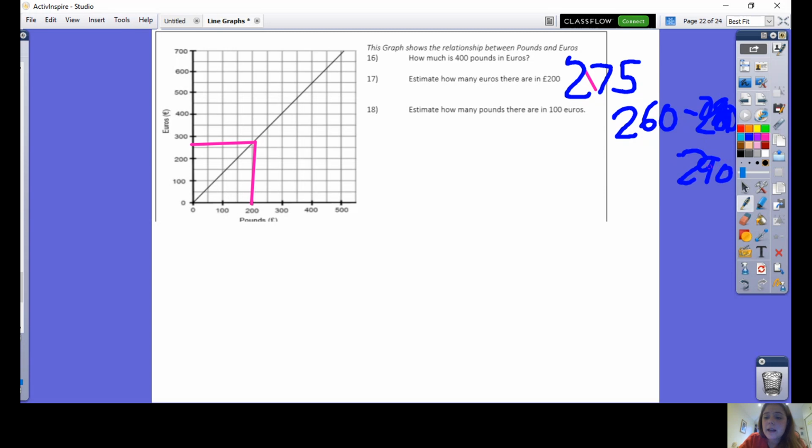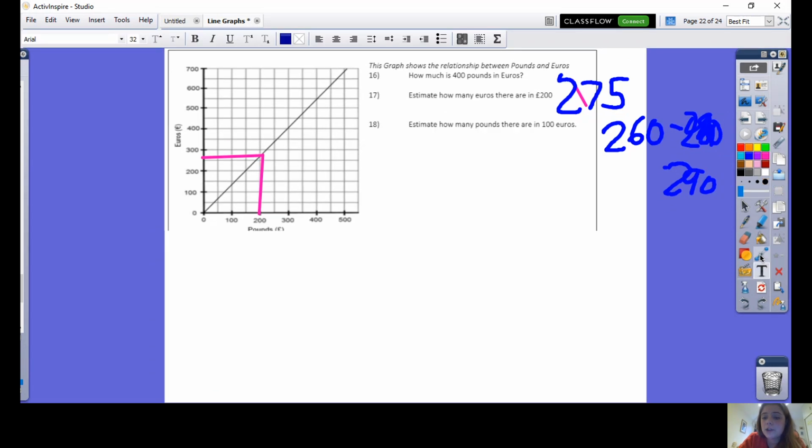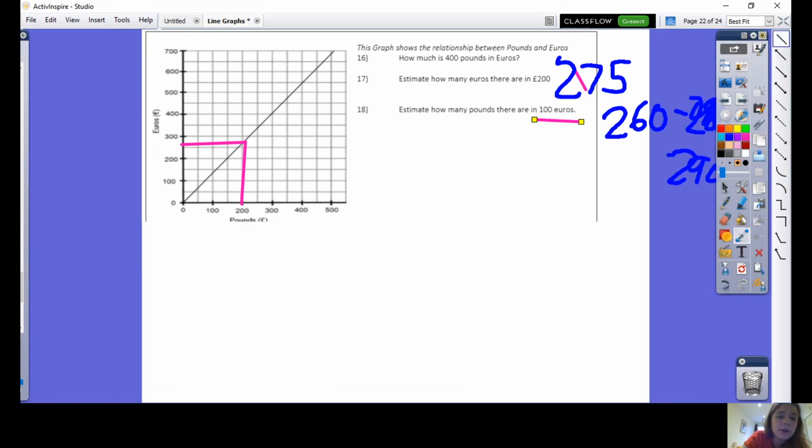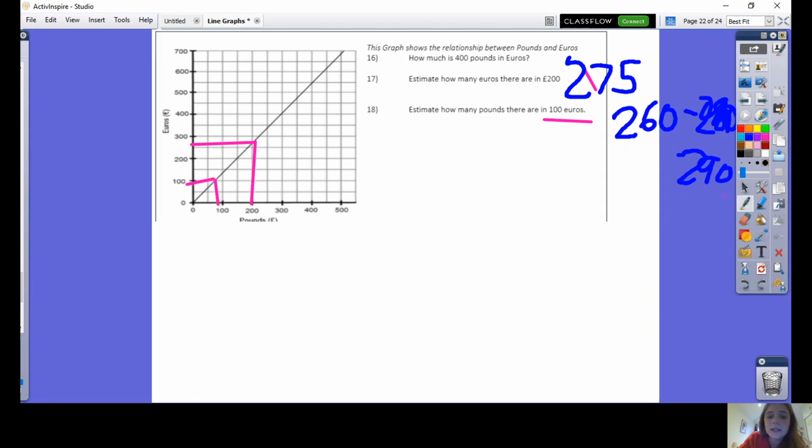Then finally, estimate how many pounds there are in 100 euros. I know euros, I go to 100 euros. Here's my 100 euros. And now I'll go down to my pounds, and that's my estimate. Again, my estimate here, I know my lines aren't quite in the right place, but my estimate would be about 75. So I'll accept anything between 60 and 85 for this one.